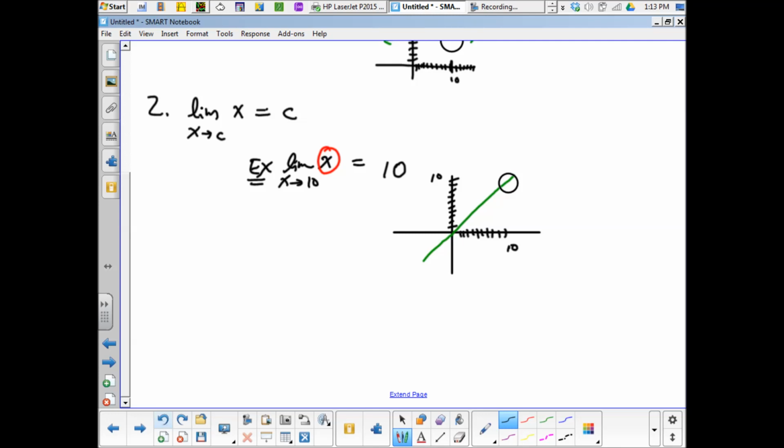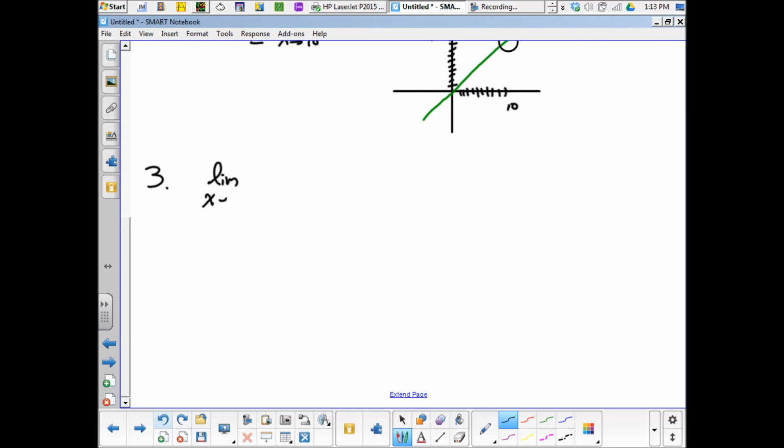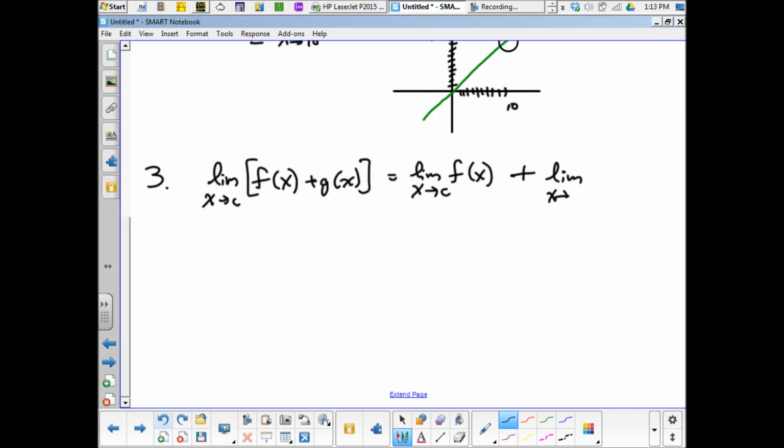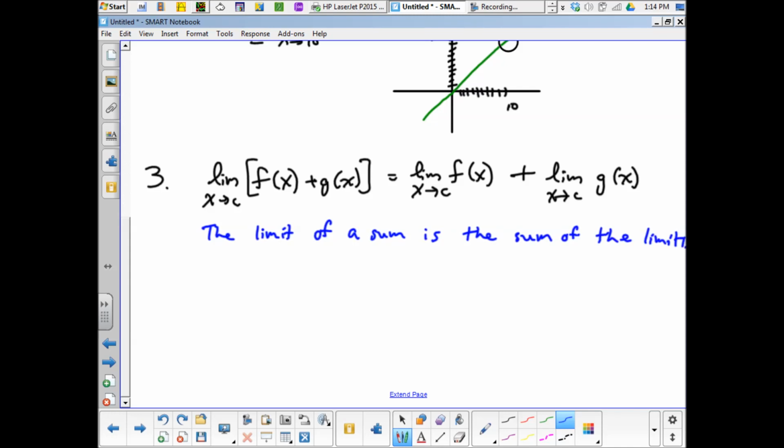All right, let's go on to the third rule. So the third rule and the fourth rule kind of go together. But the third rule is saying this: the limit as x goes to a number of f of x plus g of x is the limit of f of x plus the limit of g of x. So one way to say this in words would be that the limit of a sum is the sum of the limits. That would be a way to sort of abbreviate that into a sentence, and it's kind of catchy.